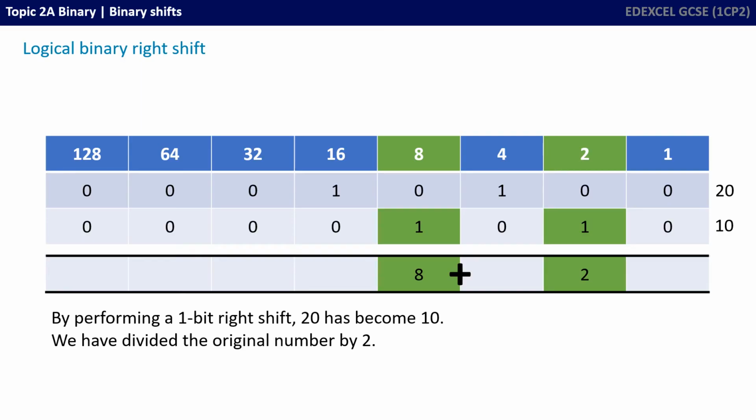In effect, we have half the number. We have divided it by 2 when we shift to the right by 1 bit. Just like the shift to the left, we don't have to shift to the right by just 1 bit at a time. As we can see, binary left and right shift can be used to multiply and divide binary numbers.